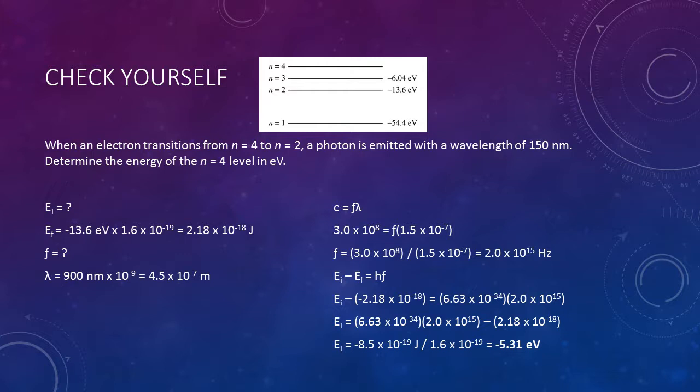Did you get that the energy of the 4th level was negative 5.31 electron volts? If so, congratulations, you are awesome. If not, you're still awesome, you just need a little bit more practice. So go back, rewatch the example, then resolve this problem until you know that you have got it.